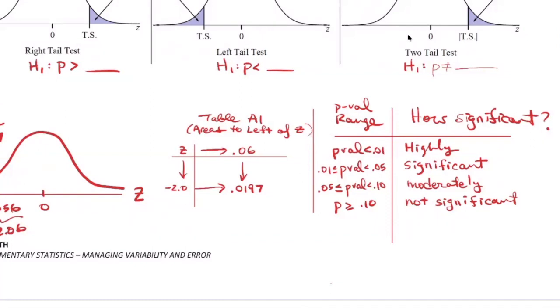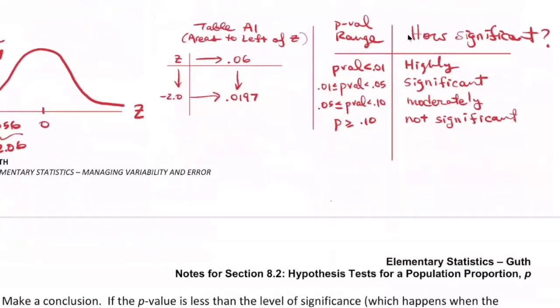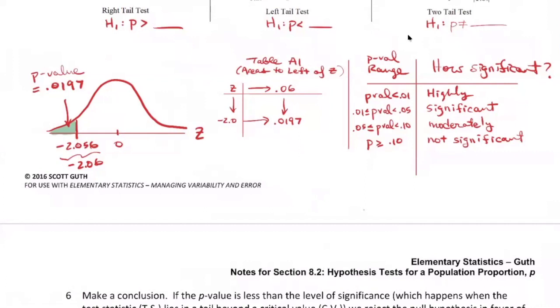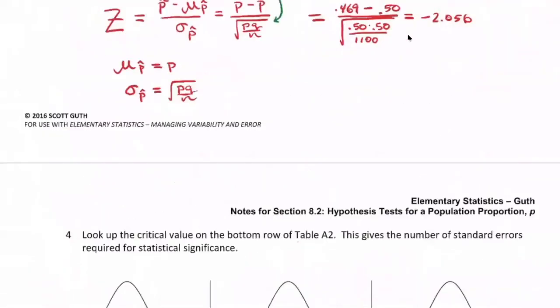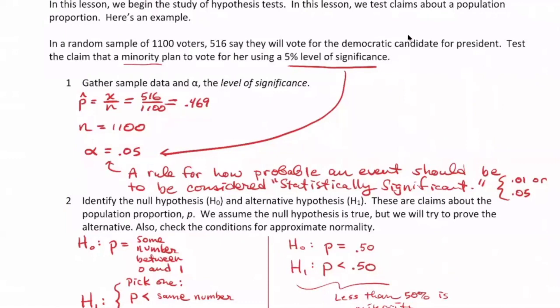Are there any questions? Okay, then let's just keep going. So once you have a p-value, we're able to say, okay, this is how significant. Remember, if you go back to the very beginning, the alpha value here is our rule for how probable an event should be to be considered statistically significant. And so our rule right now is 5%. So any event with less than a 5% chance should be considered significant.